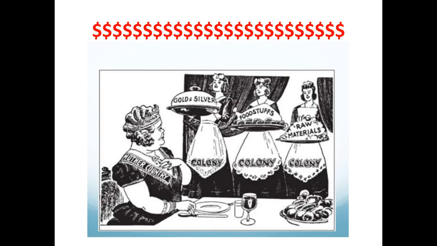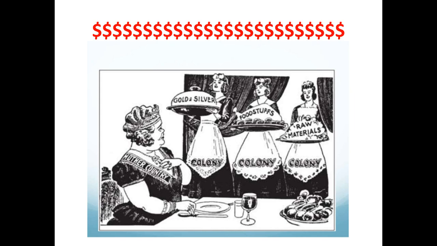Here you see an image cartoon where you see the mother country, and she seems very comfortable, well-fed. She's got all the food she wants on her table, a glass of wine. She's refined. She's got jewelry. She's wealthy. She's prosperous. And then here are her colonies bringing her all these items to create more wealth for her: gold and silver, foodstuffs, raw materials.